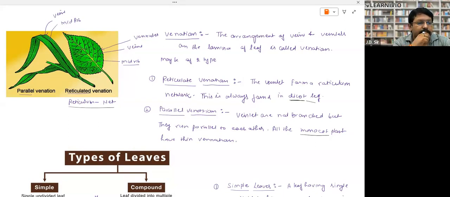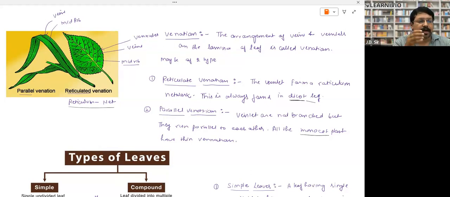Dicot plant, dicot plant will always have reticulate venation. Reticulate venation. Example, pulses or legume.